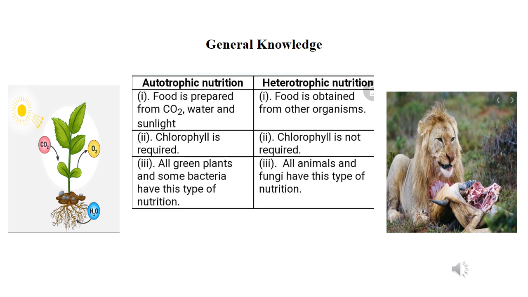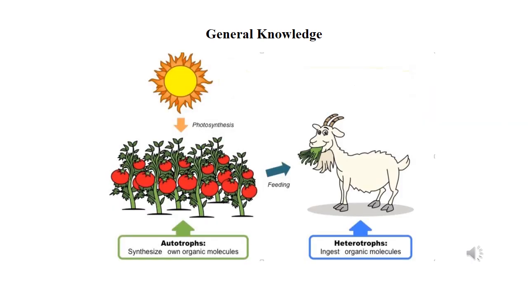All chlorophyll green plants are autotrophic because they carry out the process of photosynthesis, so they synthesize their own food. However, animals and non-green plants are heterotrophic. They must obtain their food by consuming other animals or by consuming plants. Look at this picture. The tomato plants are synthesizing their own food in the presence of sunlight by a process called photosynthesis. On the other hand, the goat is obtaining the organic matter from the plant. Such an organism is heterotrophic.